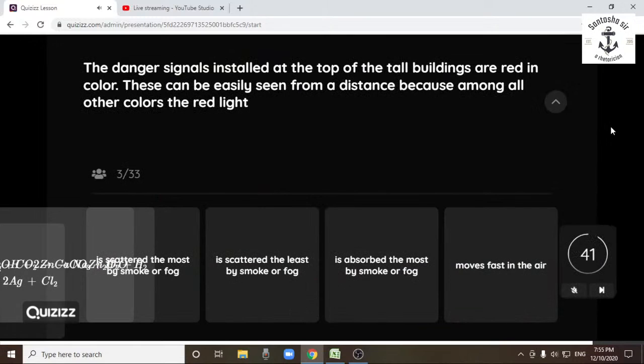The danger signals installed at the top of tall buildings are red in color. These can be easily seen from a distance because among all other colors, the red light... Why do they use it? 25 seconds. 15 seconds. 5 seconds.